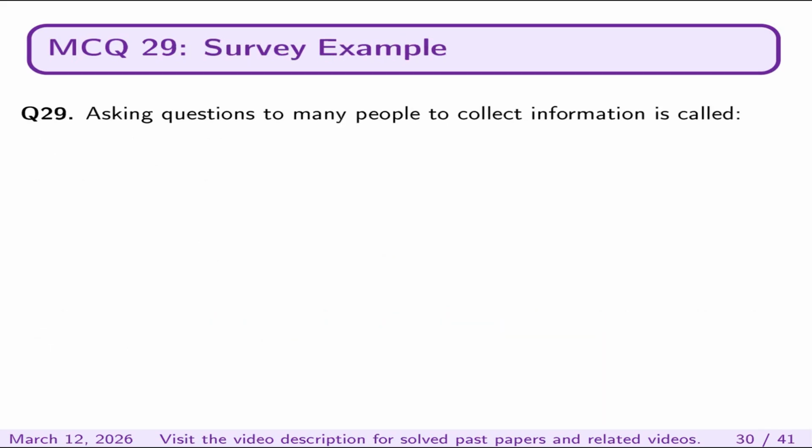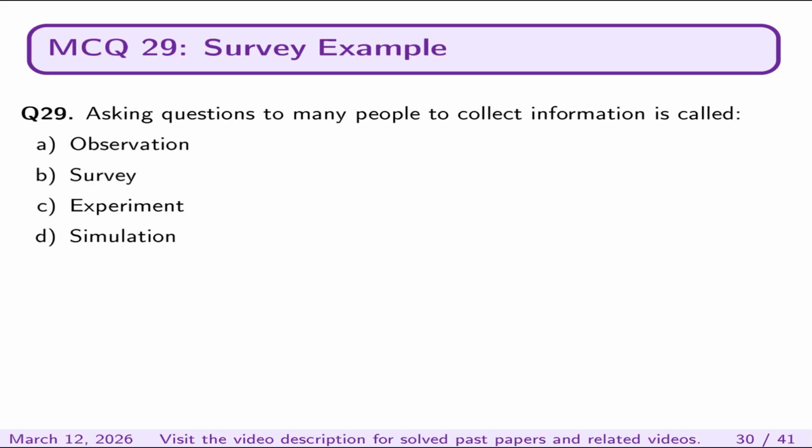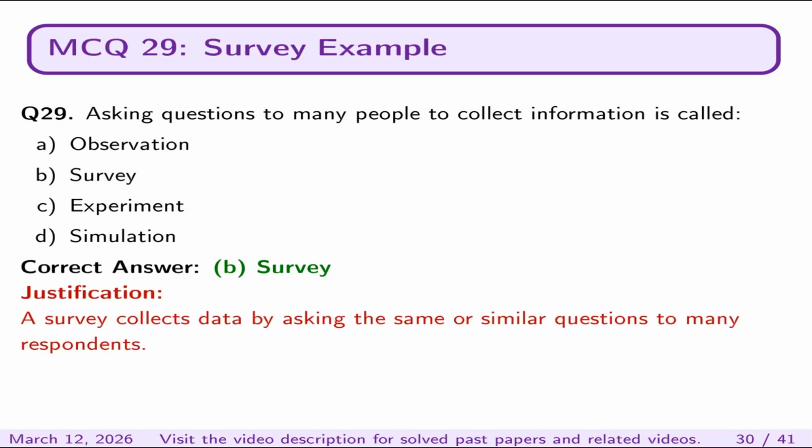Question number 29. Asking questions to many people to collect information is called observation, survey, experiment, simulation. The correct option is survey, because a survey collects data by asking the same or similar questions to many respondents.